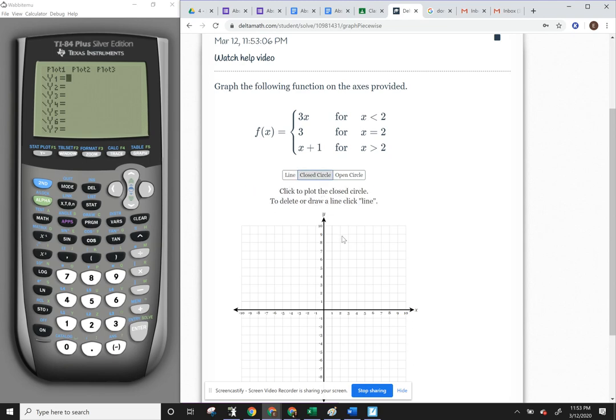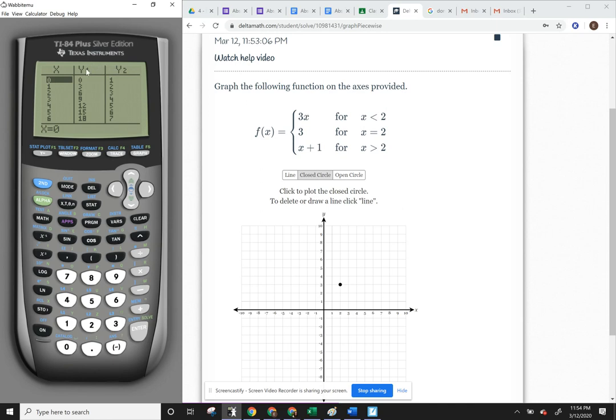I'm going to click closed circle up here first. So I said when x is 2, the function is 3. And there is a point. I'm going to go back to my calculator and I'm going to put in 3x. And I'm also going to put in x plus 1. Now I'm going to look at the table by pressing second graph.